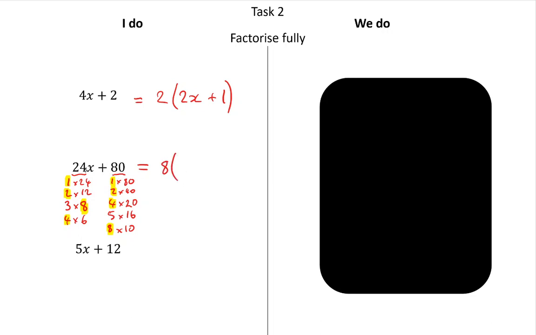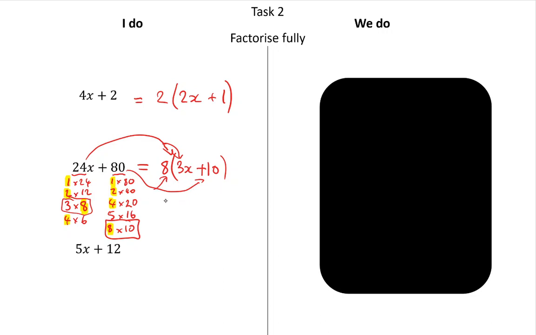What do we need to multiply 8 by to get to 24x? 8 times 3 gives us 24. So 8 times 3x. 3x times 8 gives us that 24x. Okay, so that 24x is this 8 times 3x. And then plus, what do we have to divide 80 by? If we divide 80 by 8, it's 10, isn't it? 10 times 8 gives us 80. So that 80 there is that 8 times that 10. Okay.